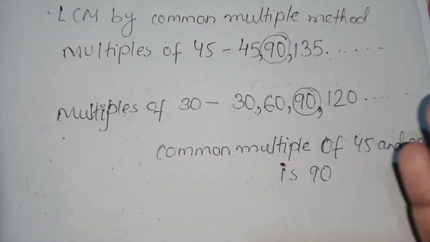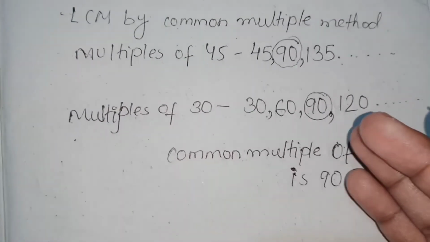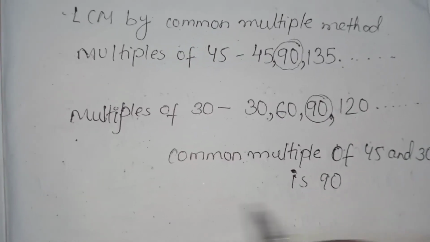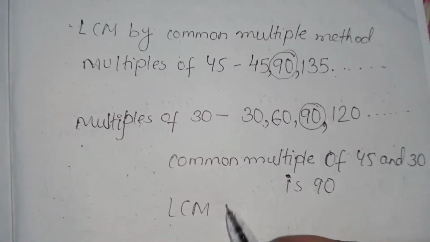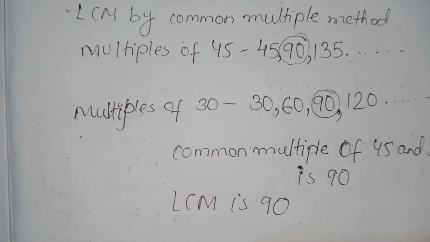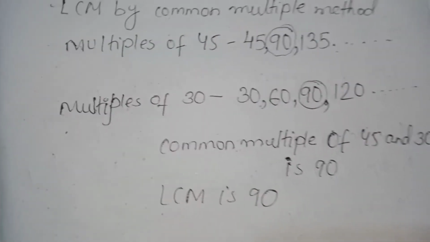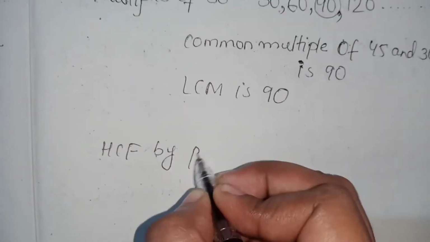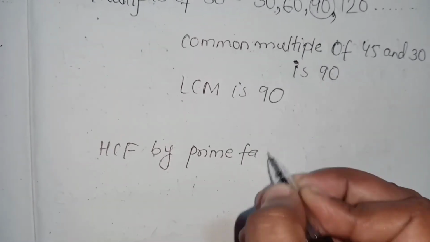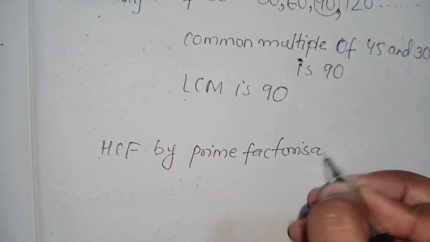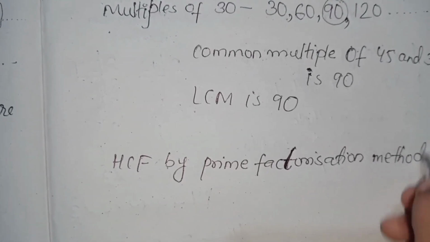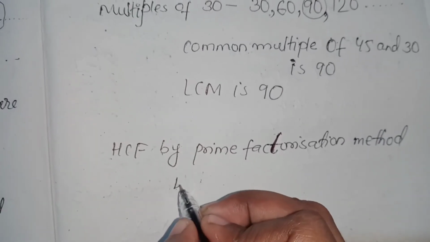Okay. So when you do not get it, you have to write more multiples. If you get the common multiple first, then no need to write many multiples. Okay. So I have got it here. Then LCM is what? LCM is 90. Common multiple is also 90 and LCM is also 90. Now let us find the SCF by the prime factorization method.